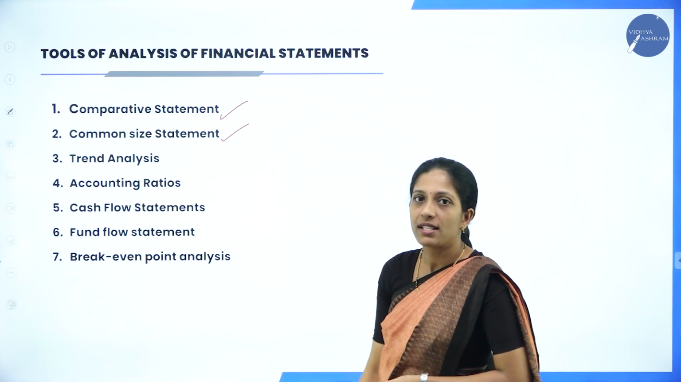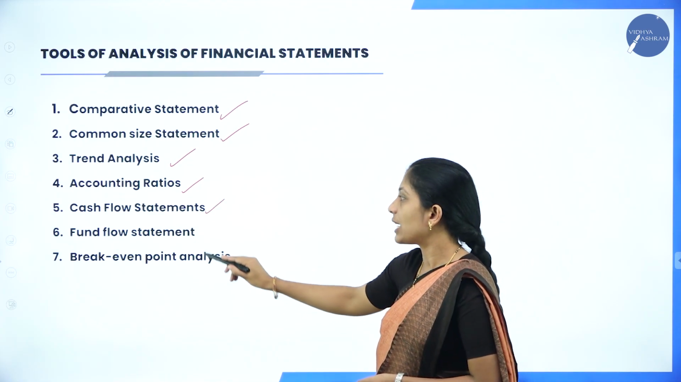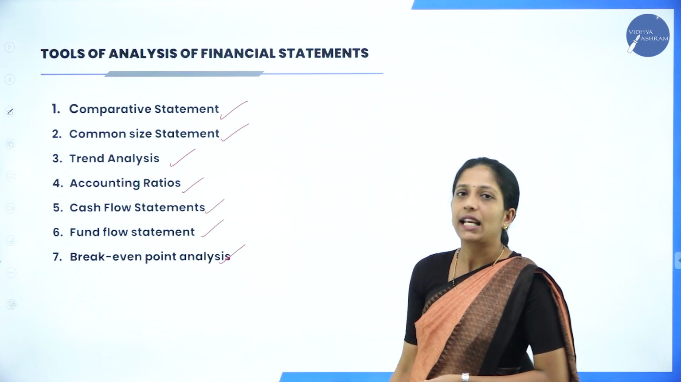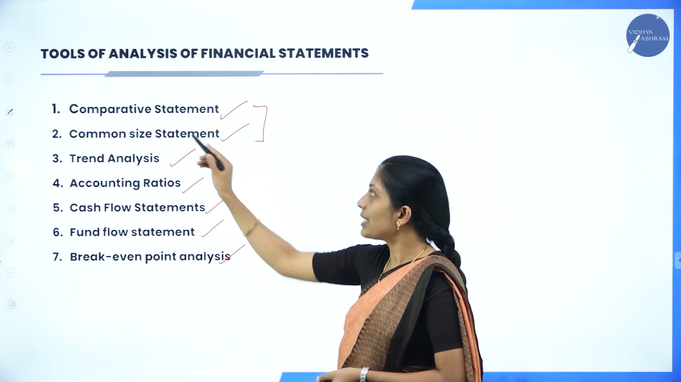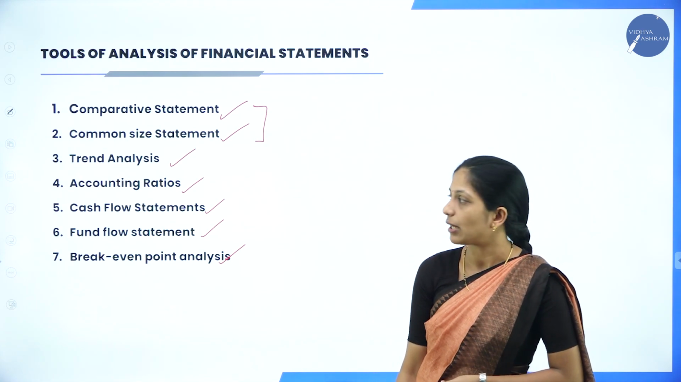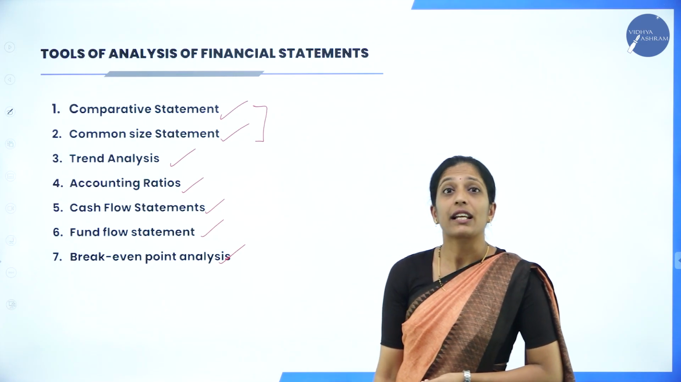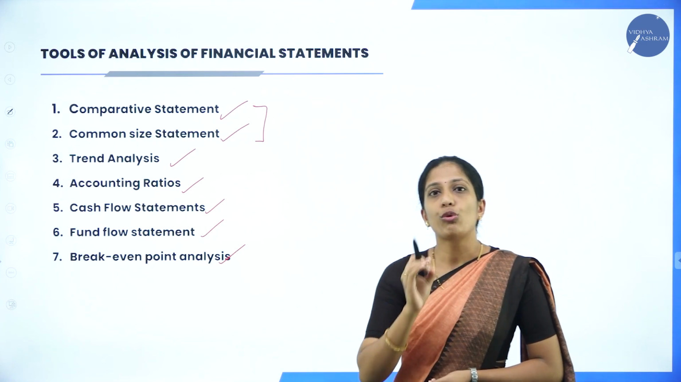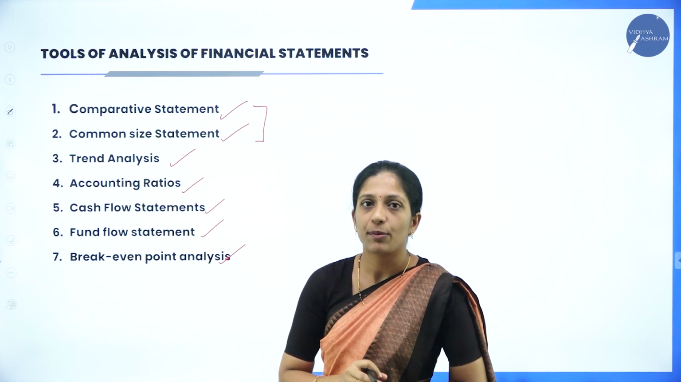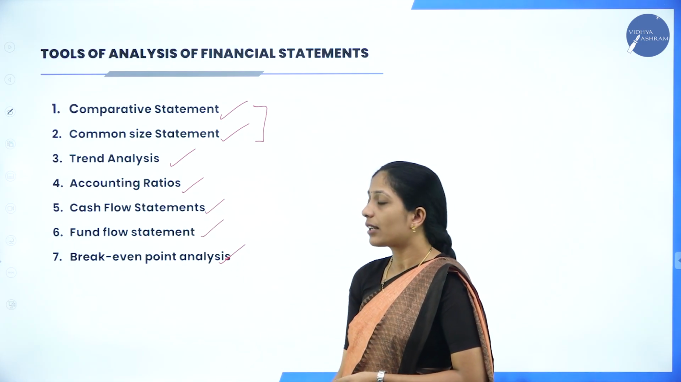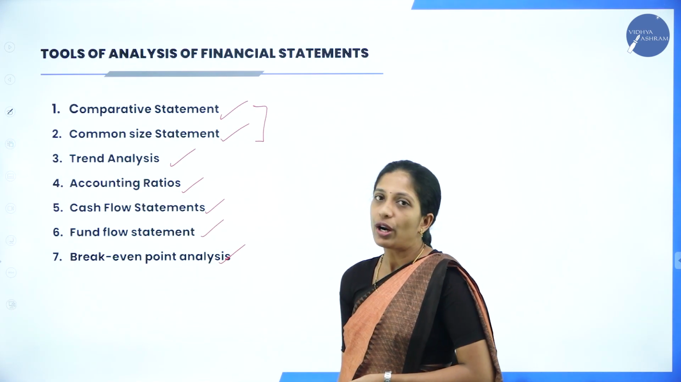Comparative statement, common size statement, trend analysis, accounting ratios, cash flow statement, fund flow statement, break-even point analysis. Now in this chapter, you are going to learn about this comparative statement and common size statement. Next chapter will be accounting ratios, and the last chapter will be cash flow statement. So what are the tools of financial statement analysis? Comparative statement, common size statement, trend analysis, accounting ratios, cash flow statement, fund flow statement, break-even point analysis.